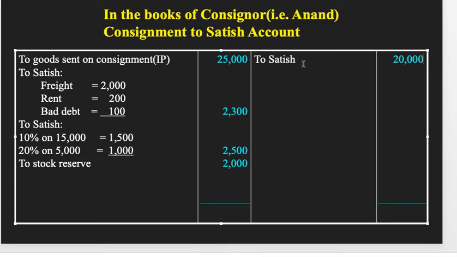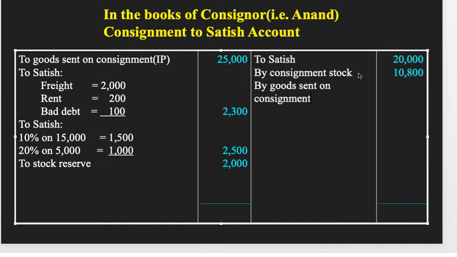By consignment stock. By consignment stock is 10,800, right? Then we have by goods sent on consignment, which is the loading on the goods sent. How much is it, which is given in the problem?